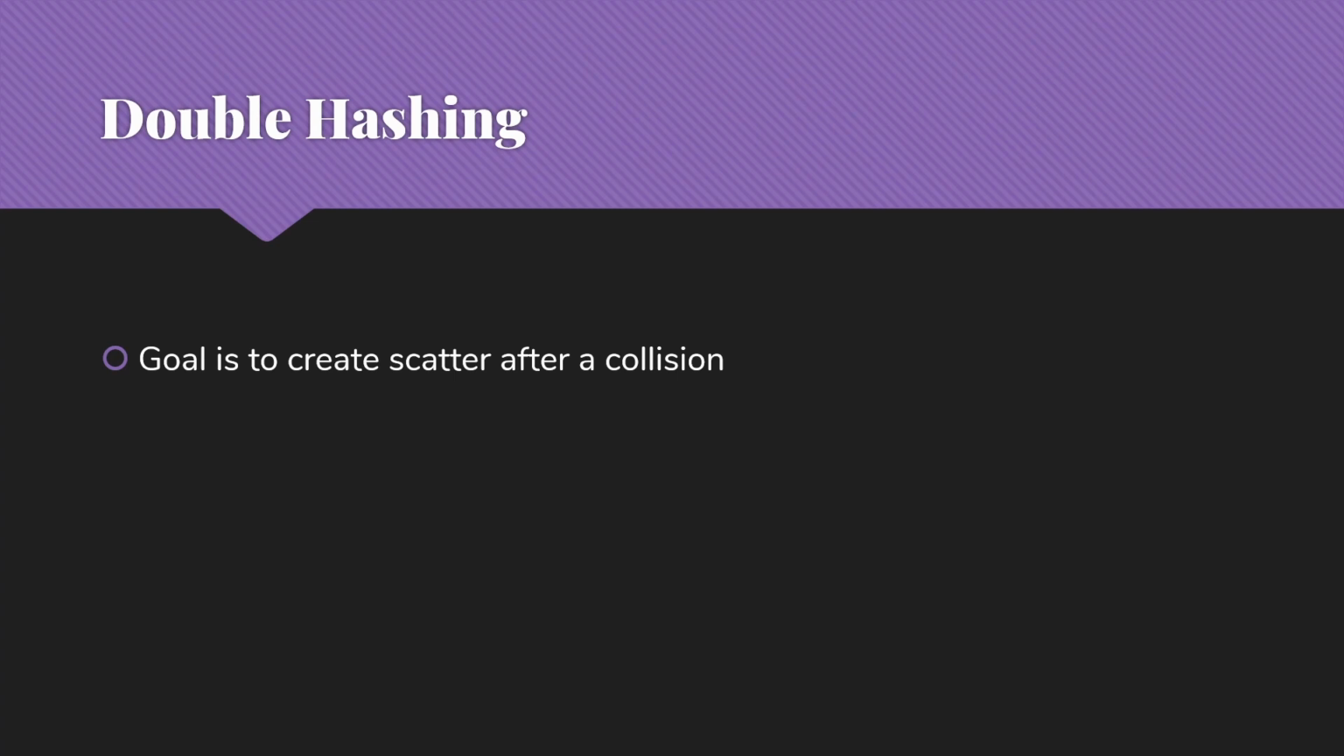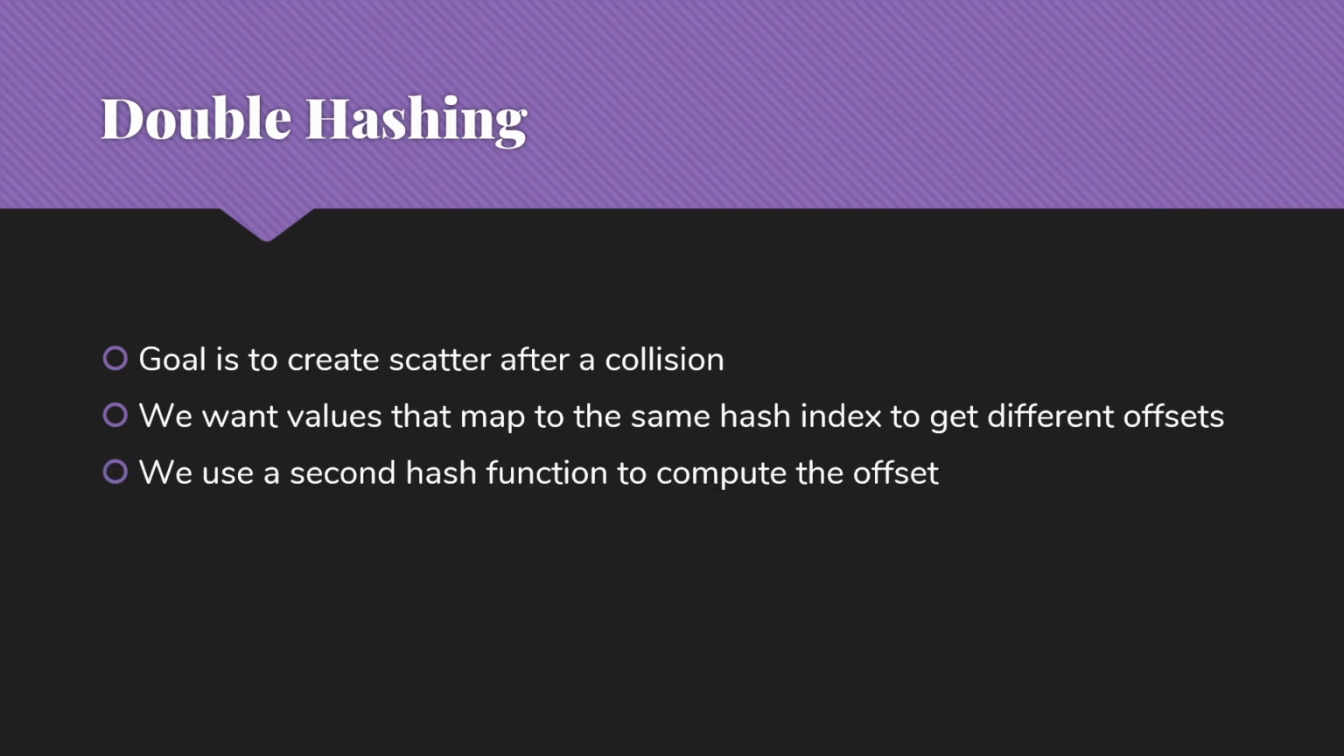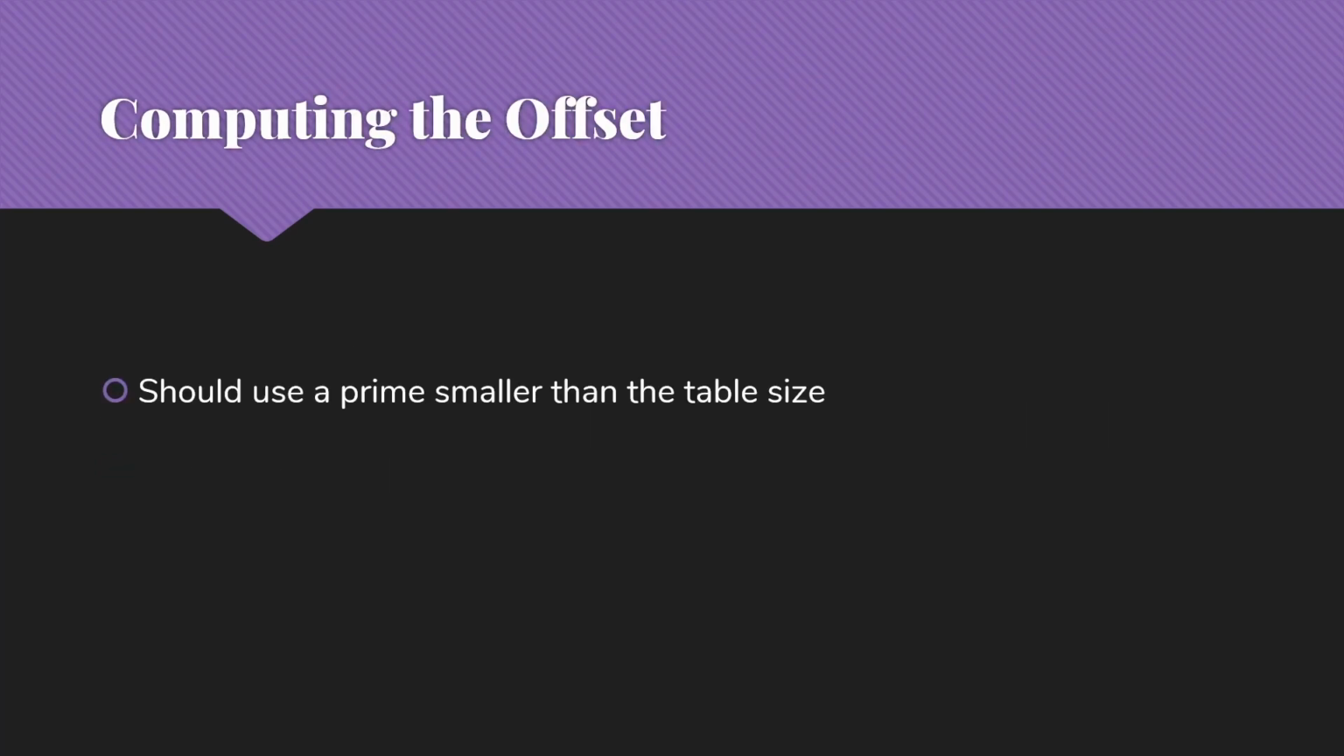With linear probing and quadratic probing, it's very consistent which places we go given a starting index. We want to change that. Basically, we want values that map to the same hash index to get different offsets. We're going to do that by using a second hash function to compute that offset. The way we do that is we use a prime that is smaller than the table size, usually the next prime down from the table size.